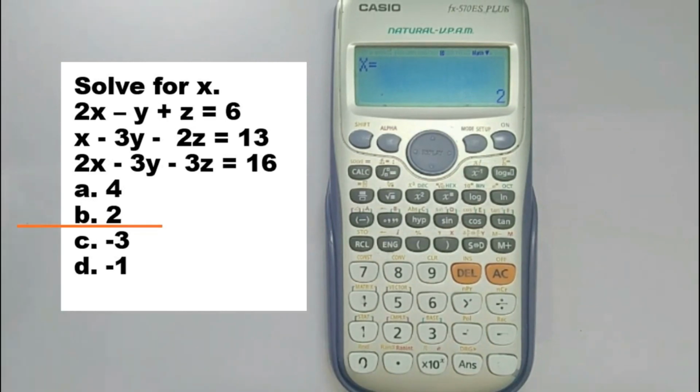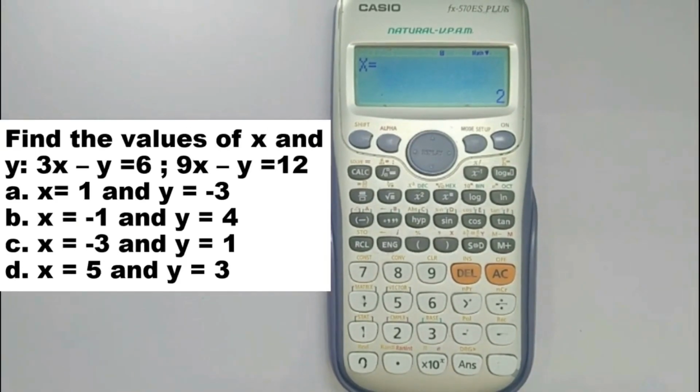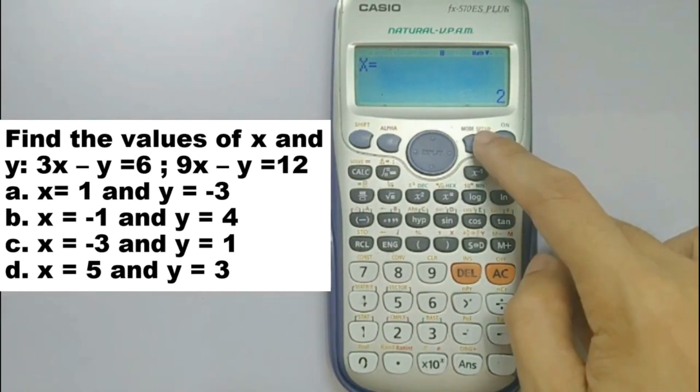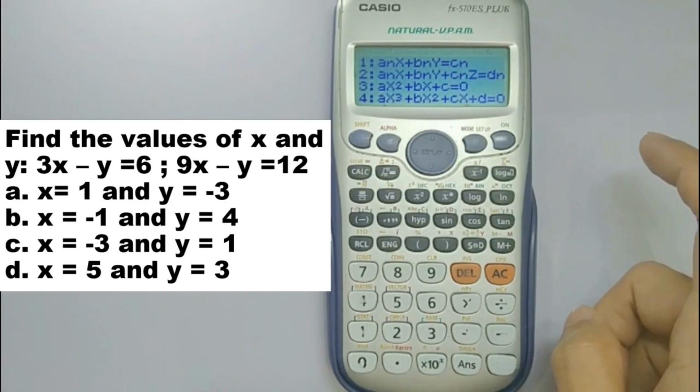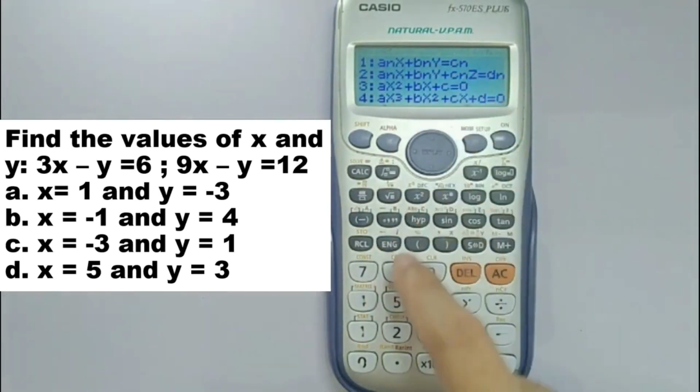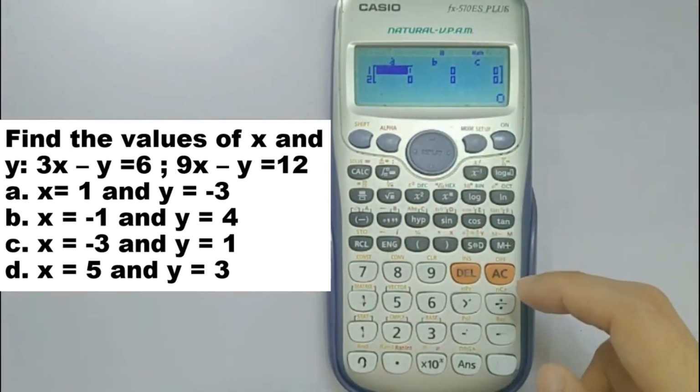That is how easy it is to solve using our calculator, guys. In this next problem, find the value of x and y. You have two equations, two unknowns: 3x minus y equals 6 and 9x minus y equals 12. Same process, guys. Mode, equation, 5. For two equations, two unknowns, that is 1. Then we input the coefficients.